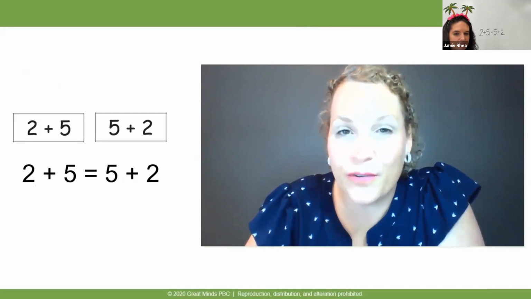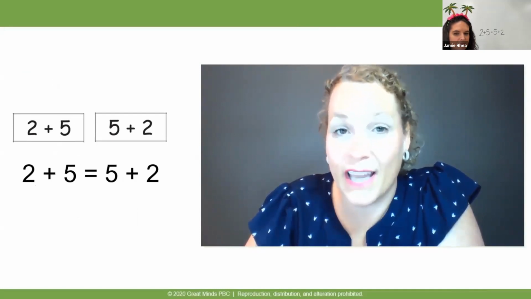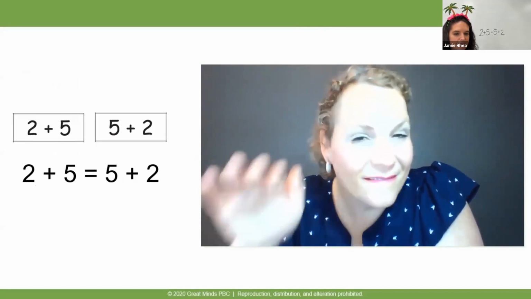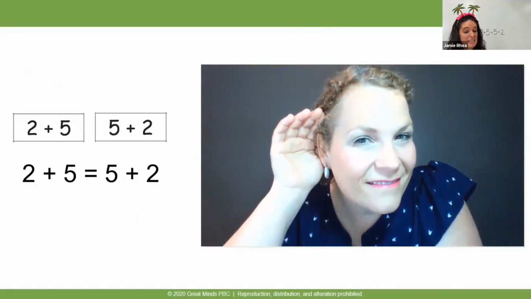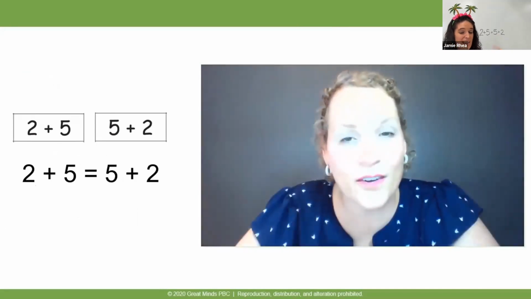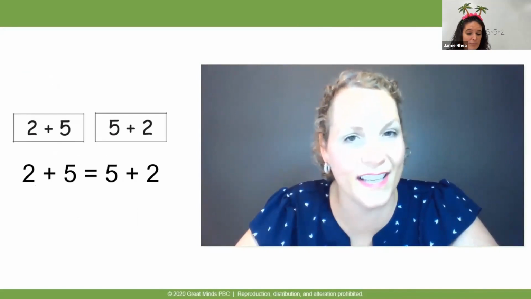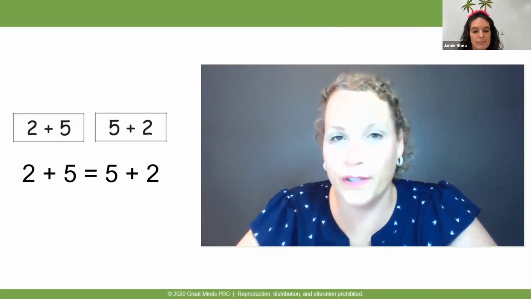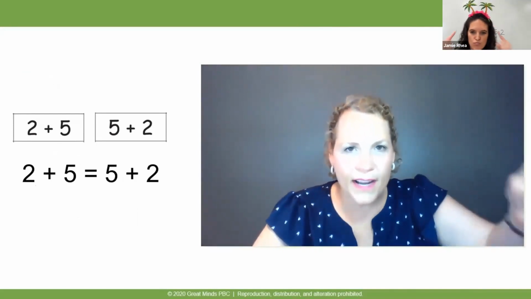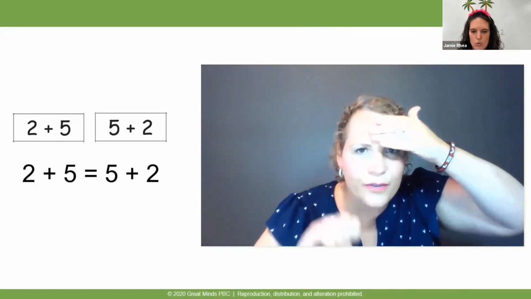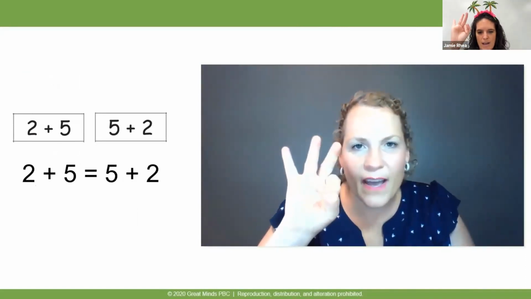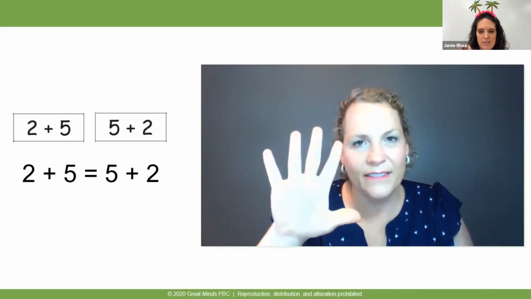Which expression do you think would be the most efficient for counting on? I think it'd be easier to start with the 5 and count on 2. Let's try both ways and we'll decide again together. Let's start with 2 plus 5. Get 2 in your brain. 2, 3, 4, 5, 6, 7.